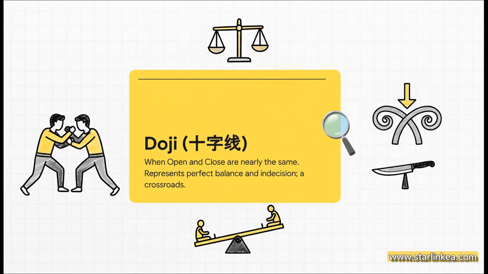Now for a really special one. What happens when that battle we talked about ends in a perfect, dead-even tie? Well, you get this, a doji. It's a candle where the open and close prices are basically the same, so the body is just a thin little line, kind of like a cross. This is a huge signal of pure indecision. It means the market is perfectly balanced on a knife's edge, at a crossroads, and nobody knows what's coming next.